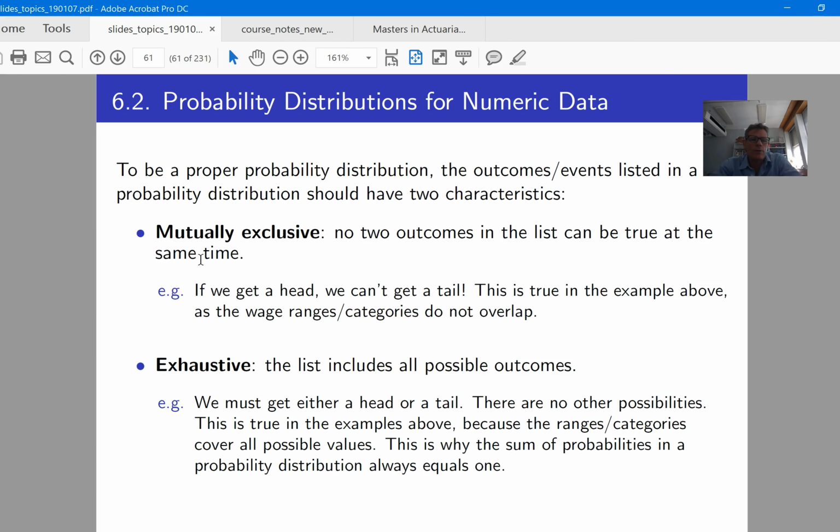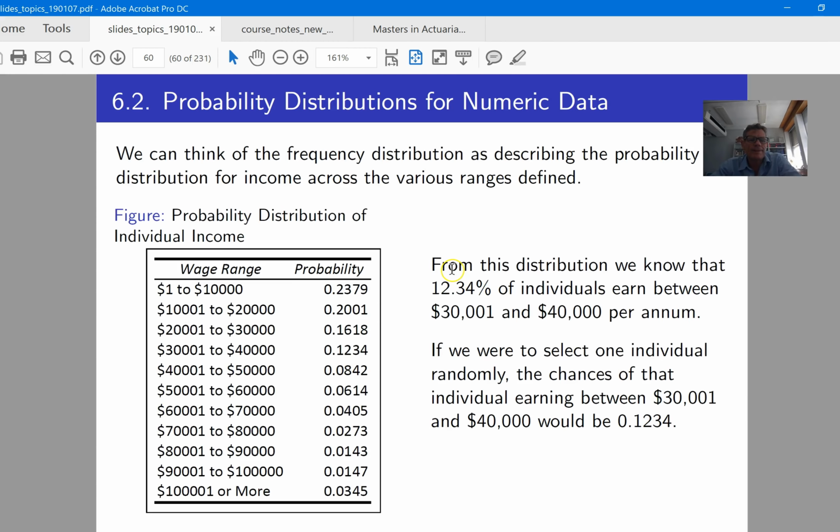So by mutually exclusive, we mean you can't be in more than one category. You can't earn between 40 and 50 and between 50 and 60 at the same time. Now, in this case, it's pretty obvious that's the case. Each of these categories is mutually exclusive.